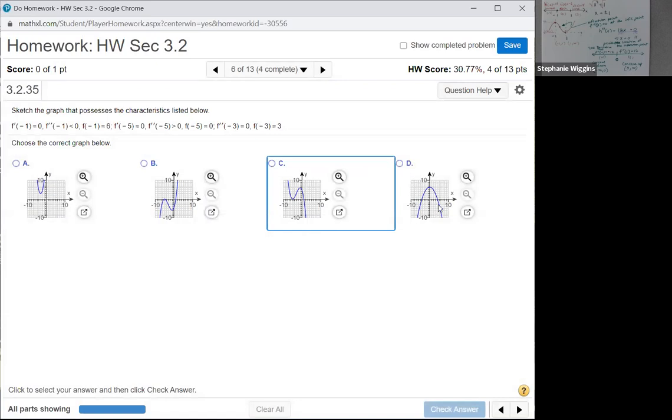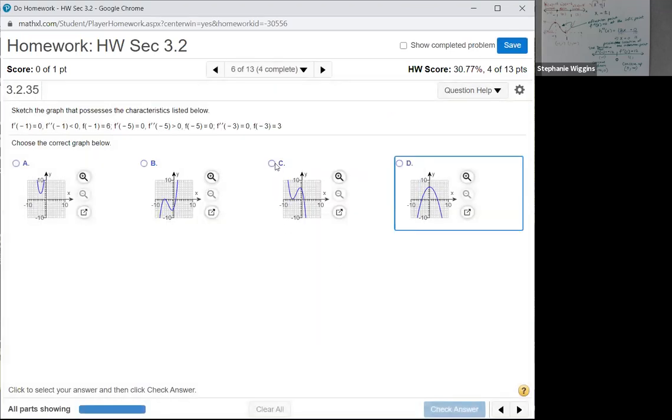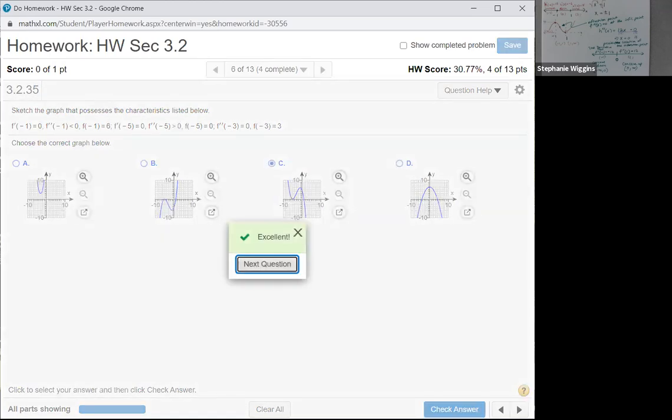Let me see if I can go to D and eliminate. D at -1, the first derivative is not equal to 0 at -1, right? It has to be a max or min. So that one's out. So C is obviously the choice there. So you do it by elimination. You go down the list. I didn't even check all this stuff over here.